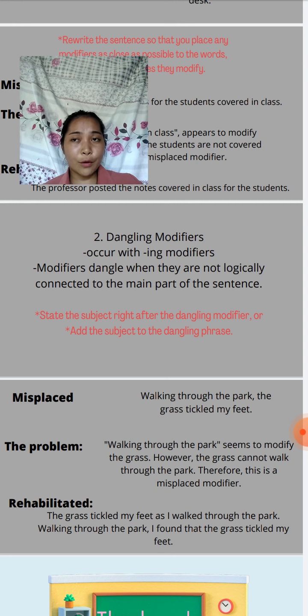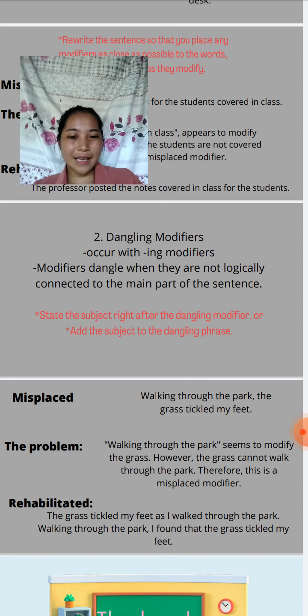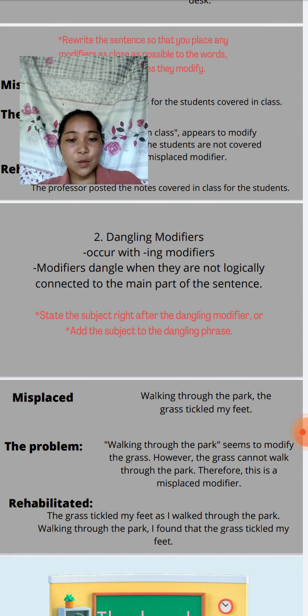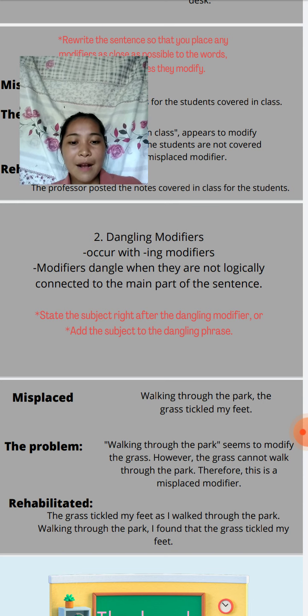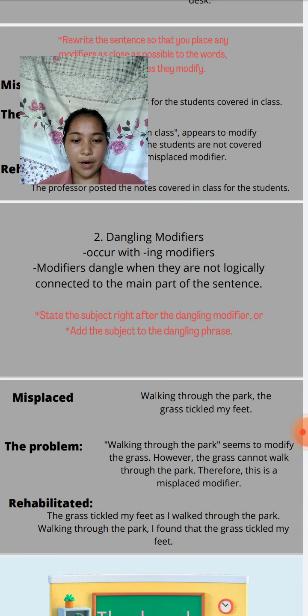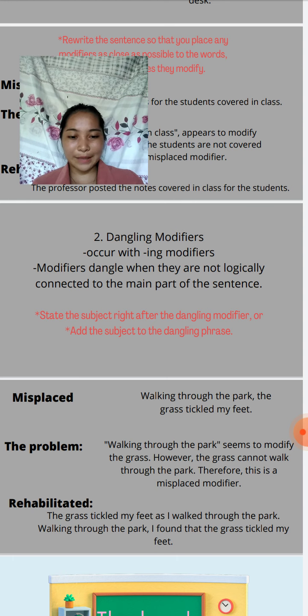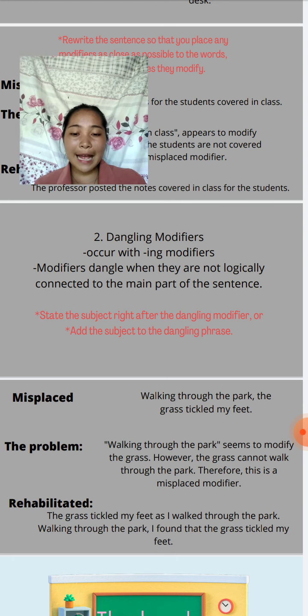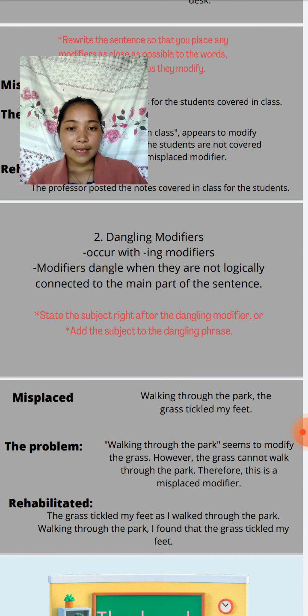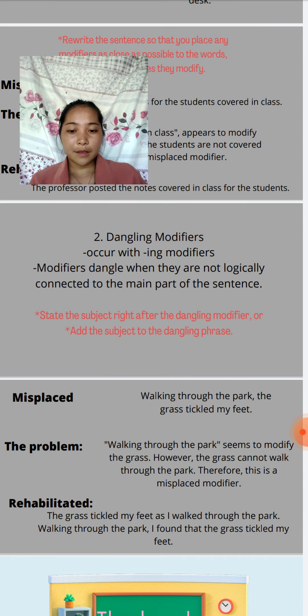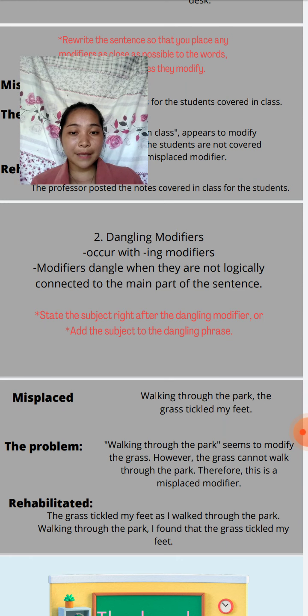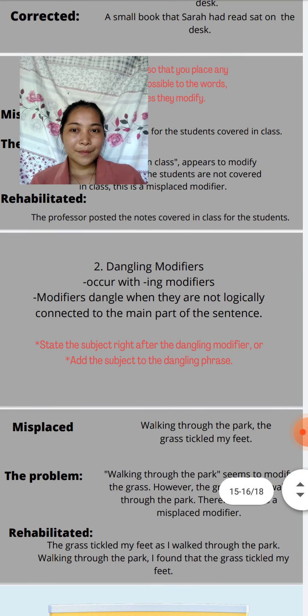So the problem in this sentence is walking through the park seems to modify the grass. So do you see the differences between them? Okay. However, the grass cannot walk through the park. Therefore, this is a misplaced modifier. So the rehabilitated sentence in this example is the grass tickled my feet as I walked through the park. Walking through the park, I found that the grass tickled my feet. Okay, so do you understand?